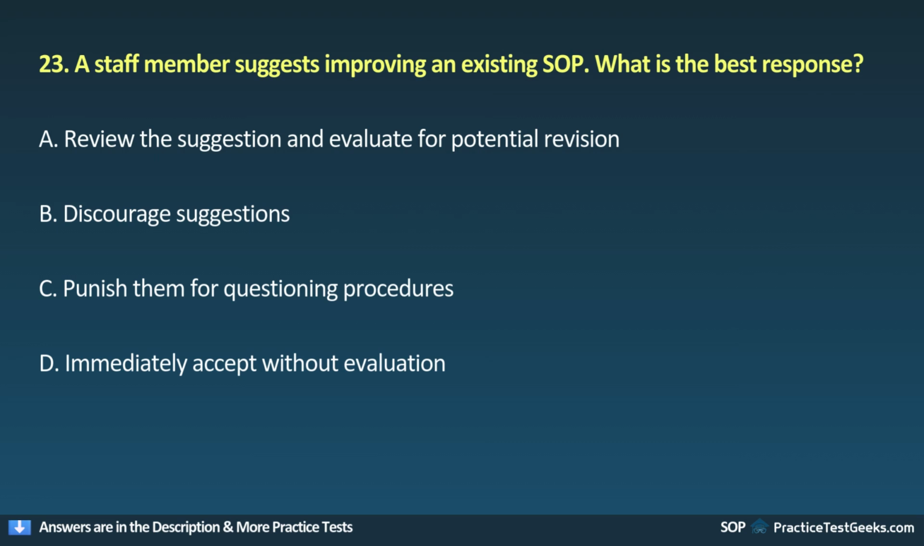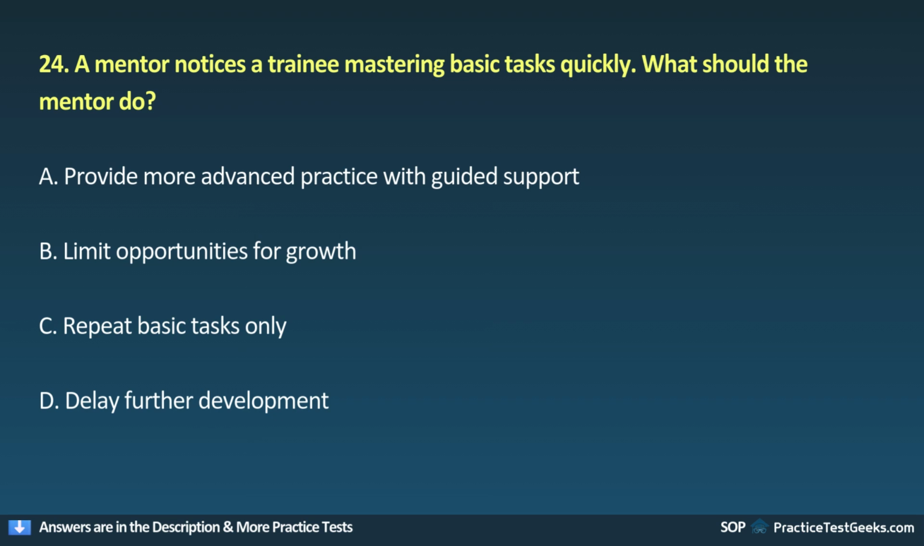A. Review the suggestion and evaluate for potential revision. B. Discourage suggestions. C. Punish them for questioning procedures. D. Immediately accept without evaluation. 24. A mentor notices a trainee mastering basic tasks quickly. What should the mentor do?